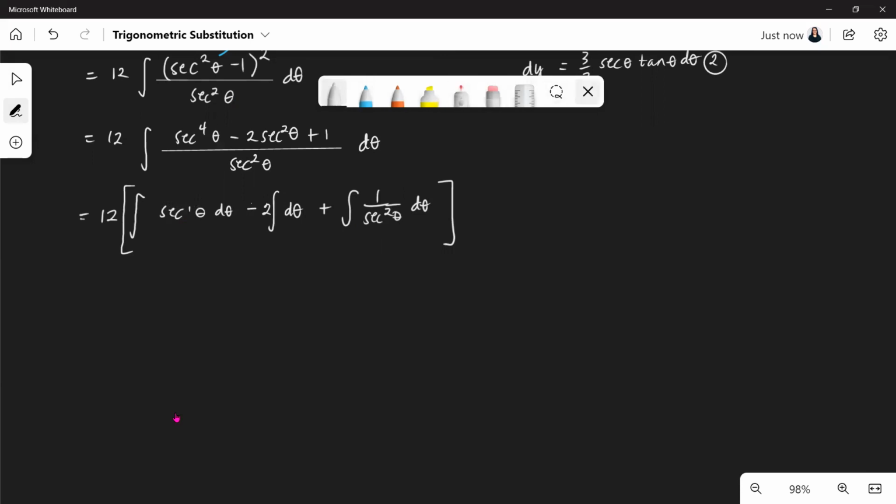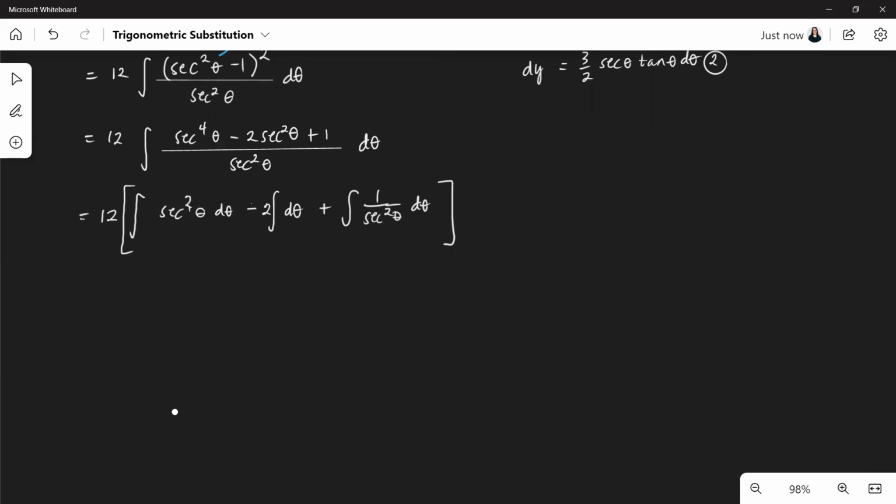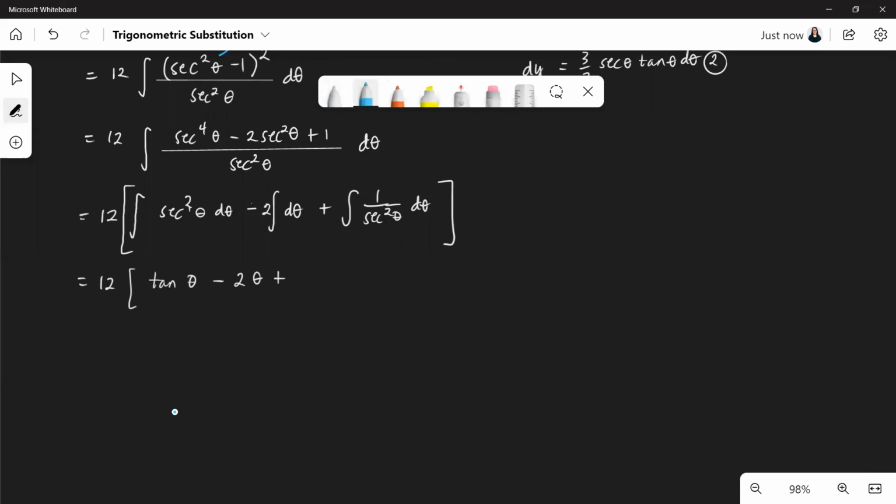So we have a formula for this, no? Integral of secant squared is tangent, only 1 for its power. And minus 2 times integral of d theta is theta. Then plus, 1 over secant squared theta is equal to cosine squared theta, right?